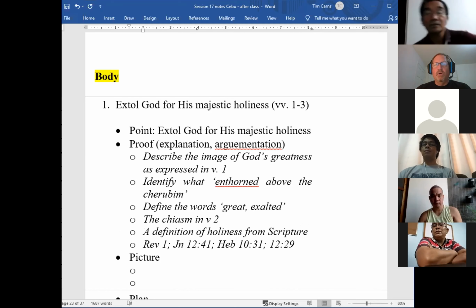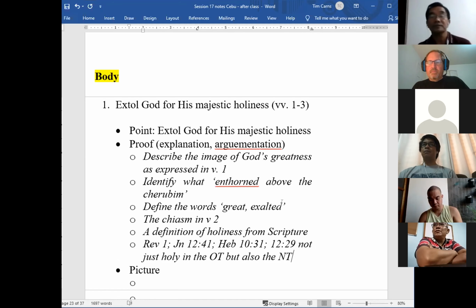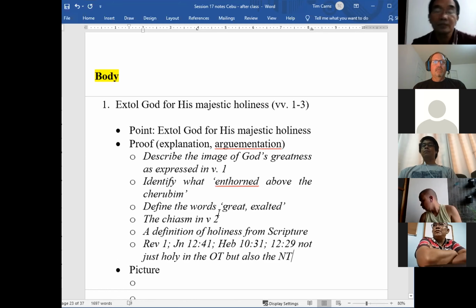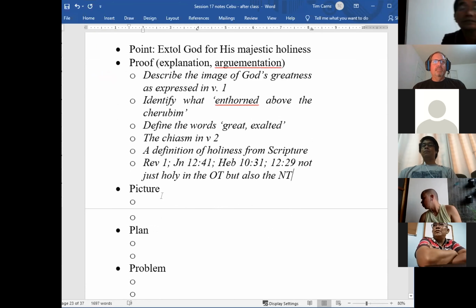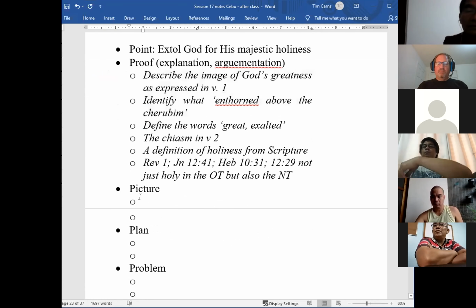You know, that he's not just a holy God in the Old Testament, but also in the New. So again, these are just things that come to your mind that you would want to include in your explanation and argumentation for how you've interpreted this first point. Okay? And then you might move to, and I'm just doing a few. You might have a long list here of things that you want to include in that explanation. I'm just giving you an example.